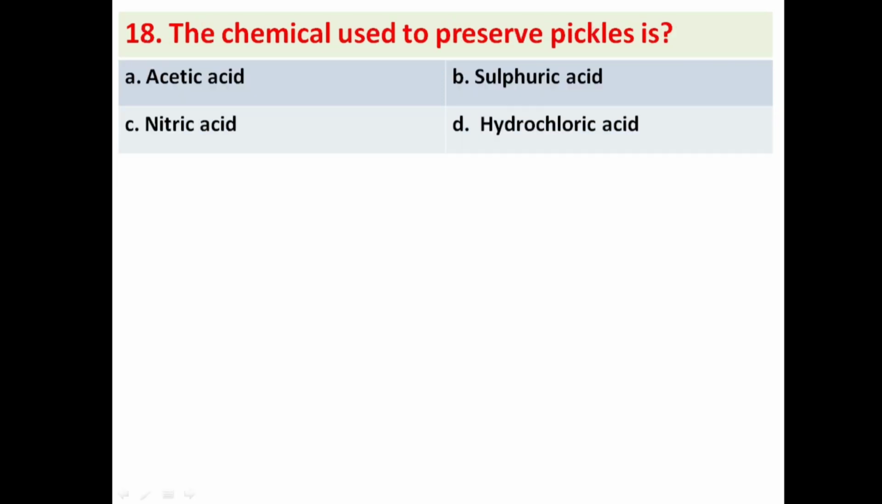Next one, the chemical used to preserve pickles is? A, acetic acid, B, sulfuric acid, C, nitric acid, and D, hydrochloric acid.